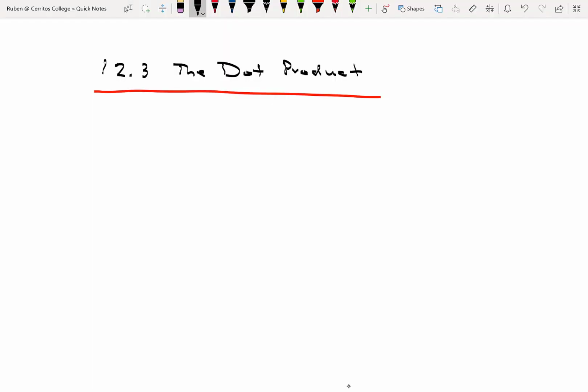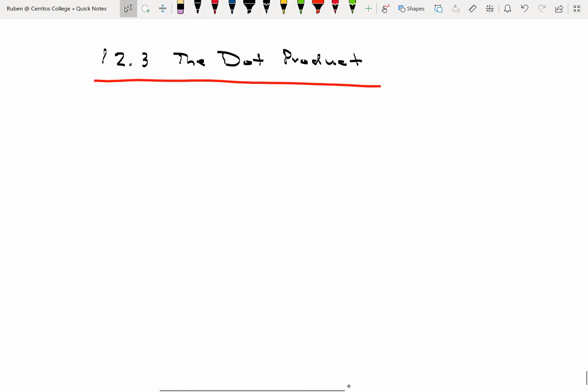Welcome back, students. In this video segment, we will take a look at section 12.3, the dot product. So actually, in this video segment and the one coming up, we're going to continue our look into the algebra of vectors with two additional kinds of multiplication. In the last section, we looked at scalar multiplication.